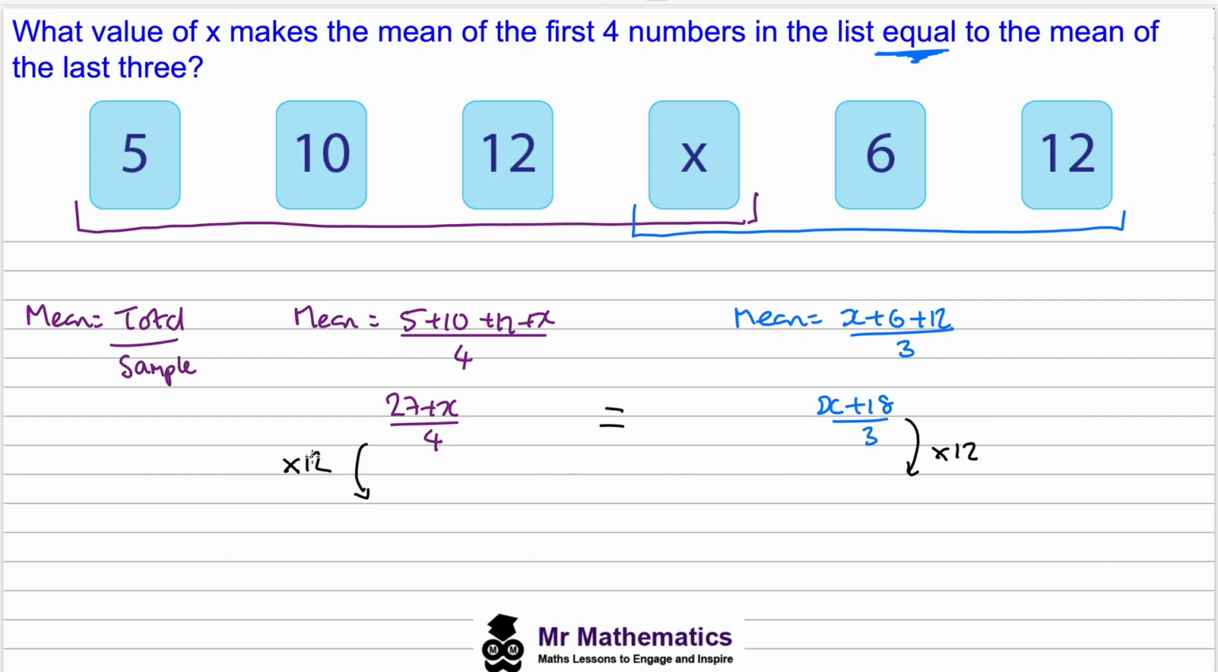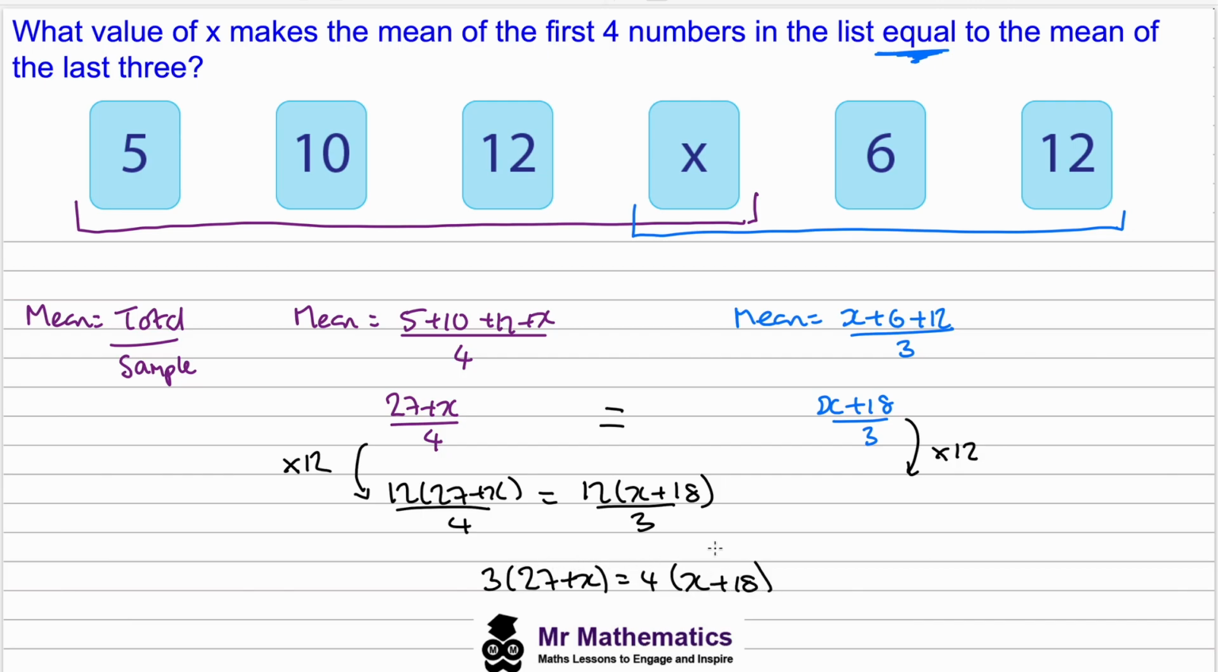When you multiply this by 12, we'll have 12 lots of 27 plus x over 4 will equal 12 lots of x plus 18 over 3. And then we can divide this 12 by 4 to get 3. So 3 lots of 27 plus x will equal, and we can divide this 12 by this 3 to make 4, 4 lots of x plus 18.